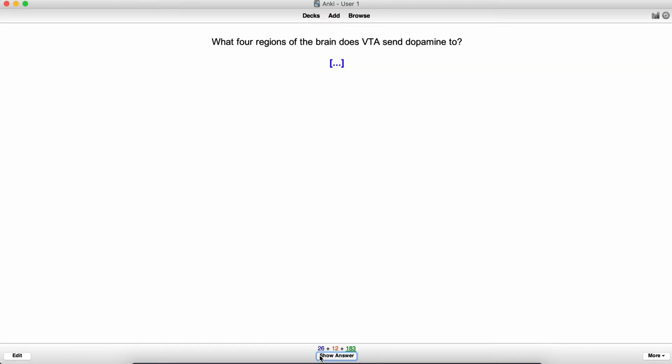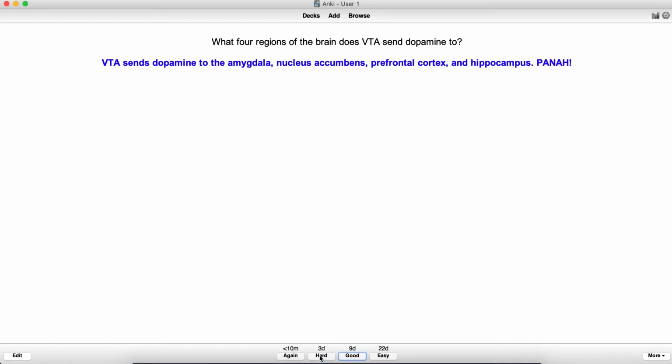What regions of the brain does the VTA send to? PANIC: the VTA will send dopamine to the prefrontal cortex, amygdala, nucleus accumbens, hypothalamus, and hippocampus. Almost got it.